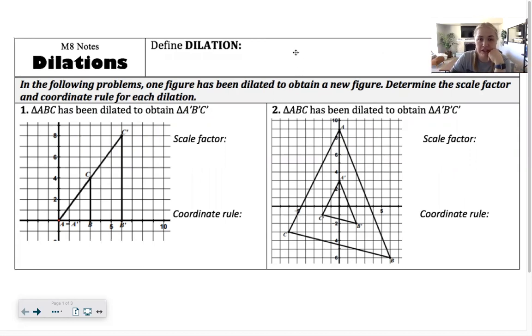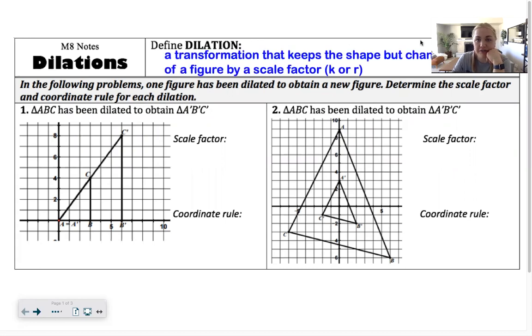So here's the definition of dilation. It is a transformation that keeps the shape but changes the size of a figure by a scale factor of K or R. You'll see both of those letters. I think on a lot of these I use K, but sometimes you'll see the scale factor R, so just know it can be either way on your end of year tests.